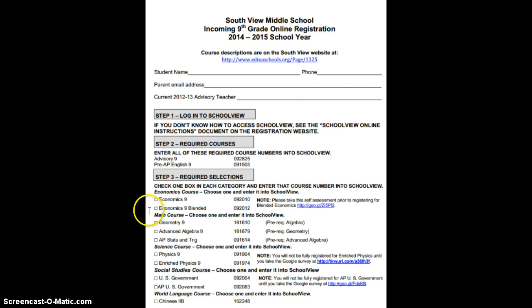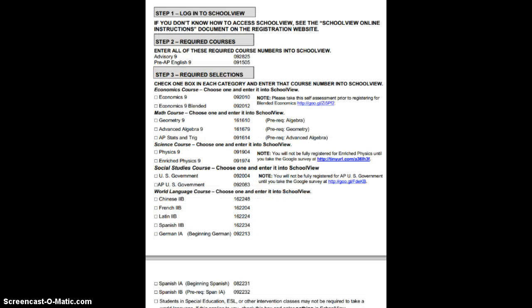As we look down to the next option, it's our math course choice. If you've been in algebra this year as an 8th grader, you'll be choosing geometry. If you're in geometry this year as an 8th grader, you'll be choosing advanced algebra. And if you've been in advanced algebra this year as an 8th grader, you'll be choosing AP Stats and Trig. Coming further down the page, the science choice is next.